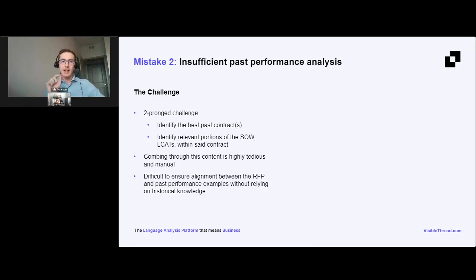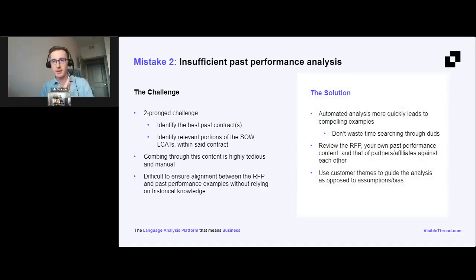Last thing to think about, not only is it just finding the right examples, it's difficult to line up the RFP that you're looking at against past content. We want to find alignment between the two, and that can once again prioritize which documents we look at. So how can we do that? Well, automating this analysis can speed up your ability to identify the most relevant contracts. We don't want you to spend your time searching through duds. And then within that contract, we can drill more quickly down into SOW references, LCAT tables, and things like that.